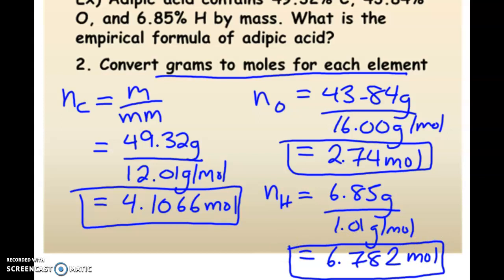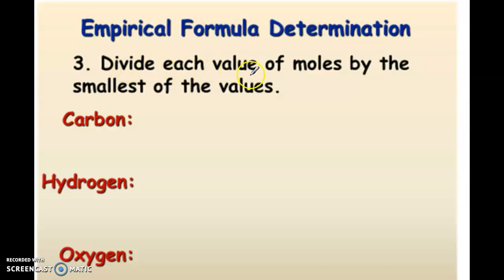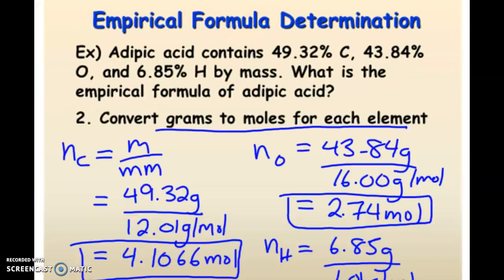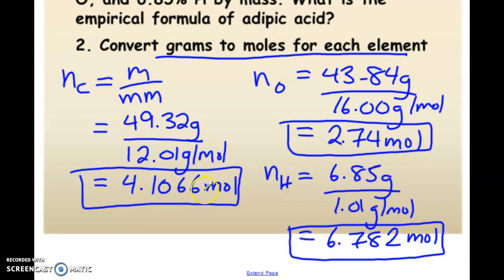So now the next step says divide each value of moles by the smallest of the values. So what that means is whichever one of these is the smallest, so in this case it's our oxygen, we're going to divide each mole value by the smallest number. So I'm going to do 4.1066 divided by 2.74. I'm going to do 2.74 divided by itself, and then 6.782 divided by 2.74.